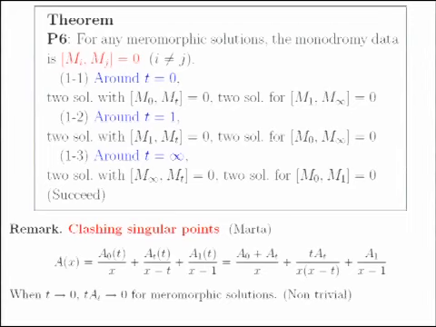Davide knows this very well. Davide studied the local behavior for generic Painlevé transcendents. So there are infinitely many zeros or infinitely many poles around t equals 0. That's why you cannot take the limit.